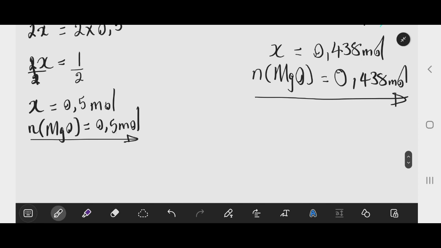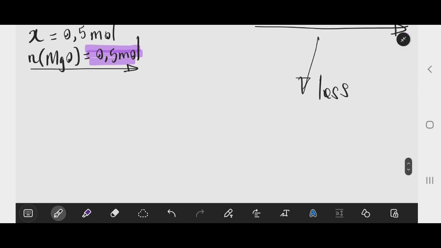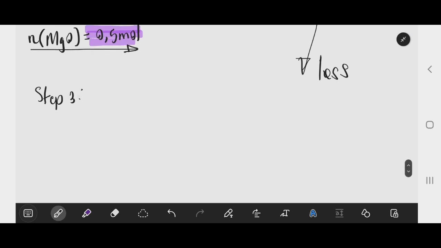So if magnesium produces 0.5 moles, right? But oxygen produces only 0.438 moles. So it means oxygen produces less of the product, right? So that is the limiting reagent. So that is how we determine the limiting reagent. So number 3, we can simply say oxygen gas is the limiting reagent.